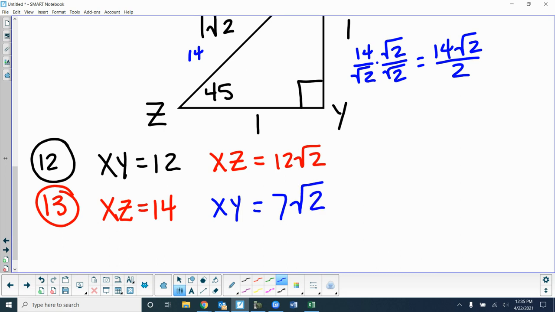Yeah. 14 divided by 2 is 7. So you got to simplify it all the way. Abigail, if we put 14 radical 2 over 2, it's not right, because it's not simplified all the way. When you simplify, you divide the single number. Okay. We got one more.